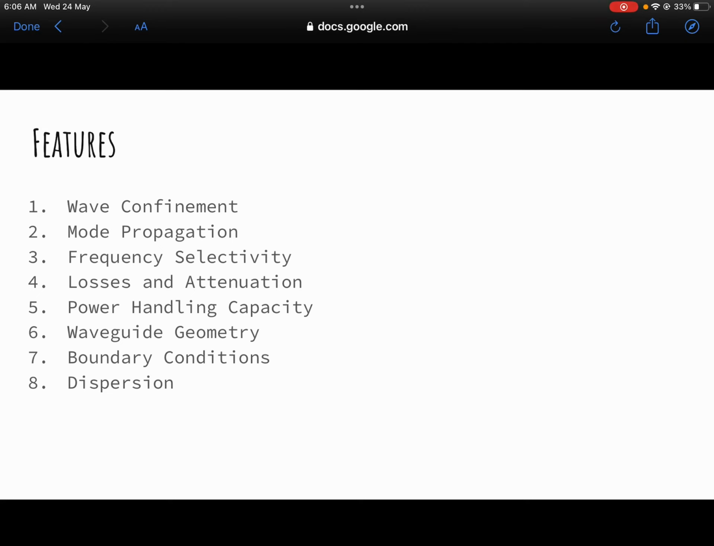Last but not the least, dispersion. Waveguides can exhibit dispersion, which is the dependency of the wave's velocity on its frequency or wavelength. The dispersion can affect the signal quality and distortion of transmitted waves, and it is typically managed through careful waveguide design and material selection.